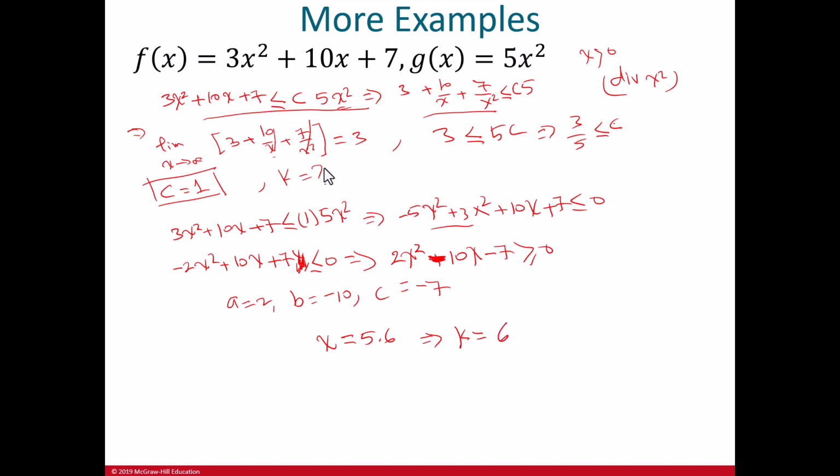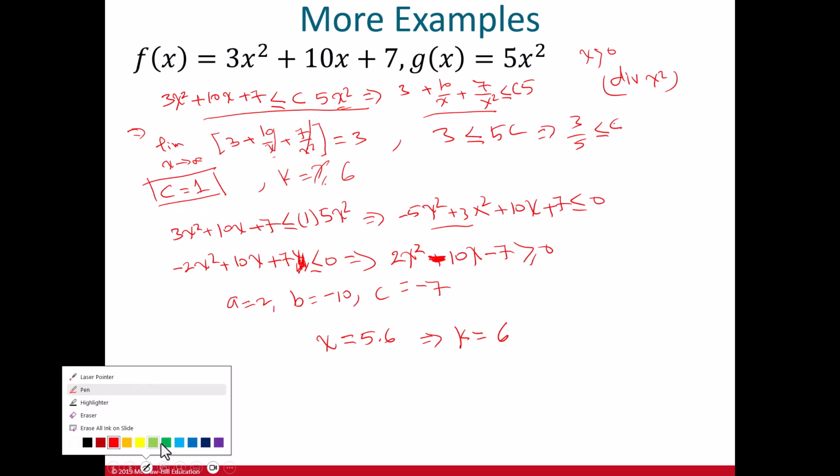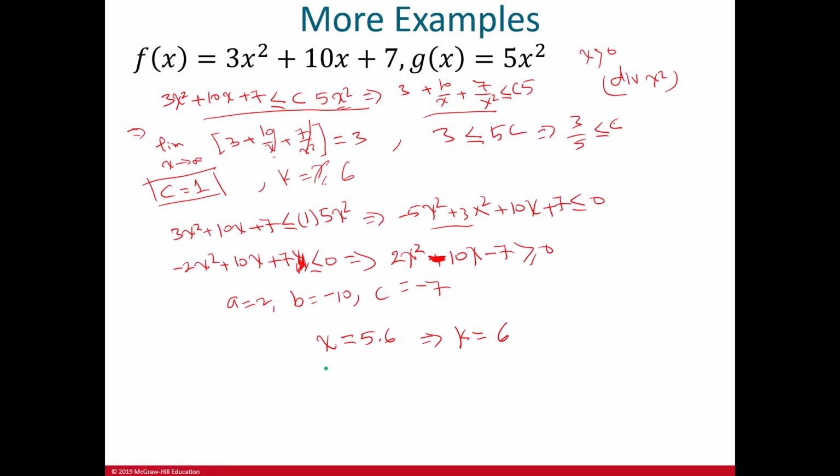All right, so we found the value here. We found it to be 6. So the final result then is what? C is equal to 1 and K is equal to 6. And you can verify. When you plug into the equation, you can verify for yourself that the equation will really hold with these values. I leave it as an exercise for you to do.